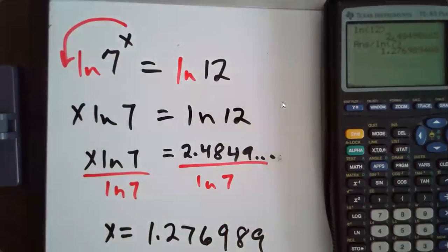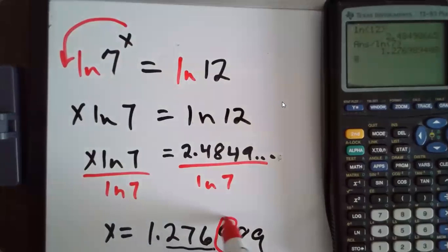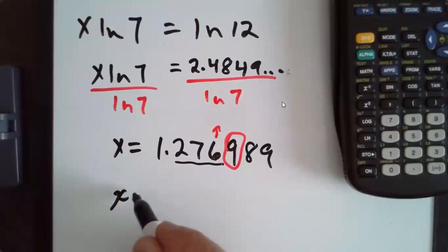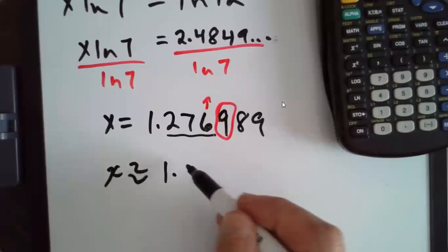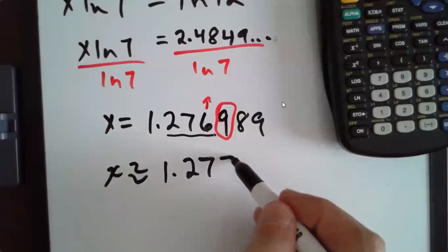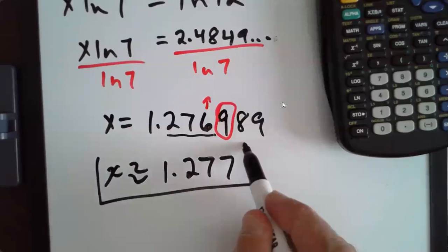The homework tends to round it off. I believe it's 4 decimal places. Okay, they rounded off to 3. So you go 1, 2, 3, and look at the next digit. It's a 5 or greater, so we round up. So x is approximately, and this squiggly looking equal sign means approximately equal to, 1.277. And that's our answer.